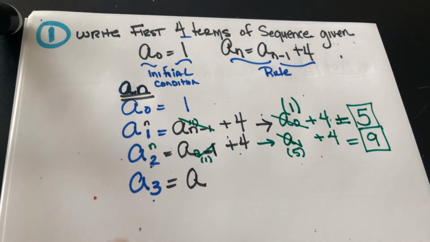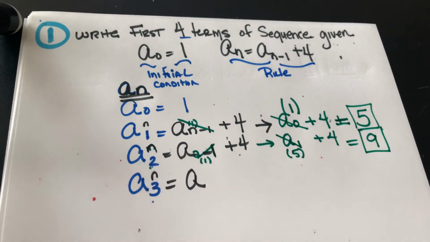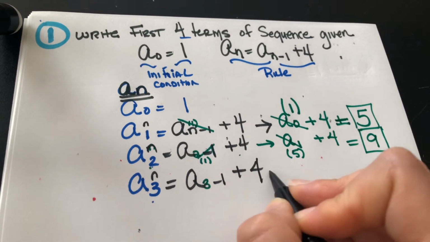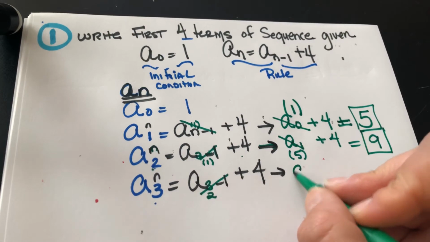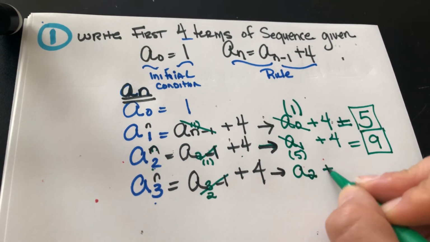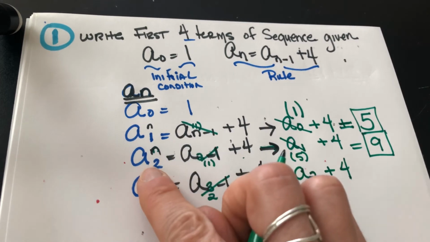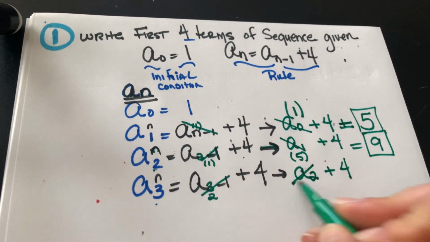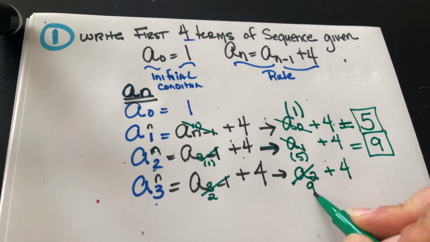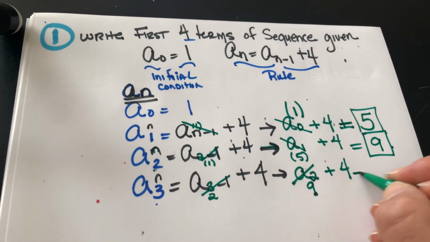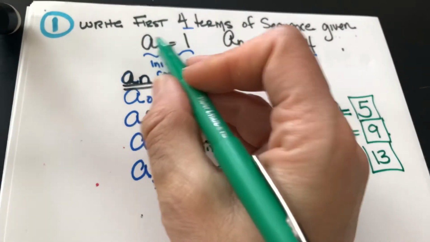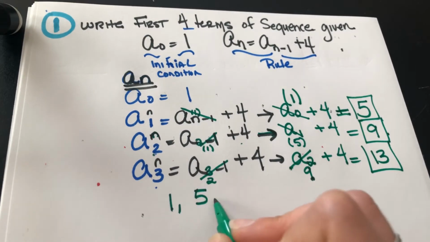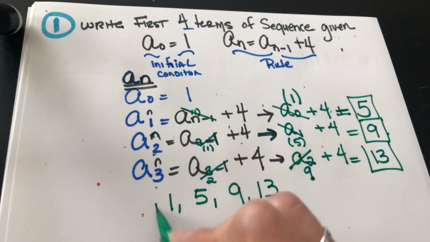Okay, let's do the next one. Again, this is my n. Let's substitute my n in. 3 minus 1 plus 4. All right, 3 minus 1 is 2. So what that means is I want A of 2's term, and then I want you to add 4 to it. A of 2, the answer for that term was 9. Hey, let me replace this with 9. Because again, this value is A of 2, and let me add 4, and I get 13, needing the term prior to it. So the answer for the first 4 terms are 1, 5, 9, 13.